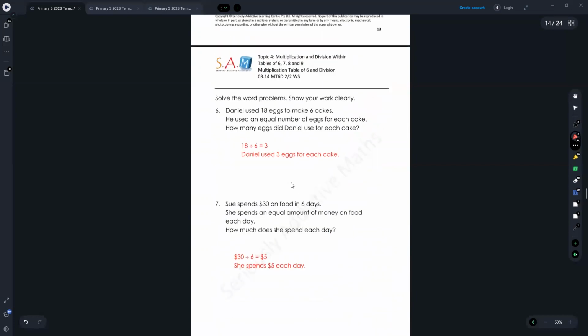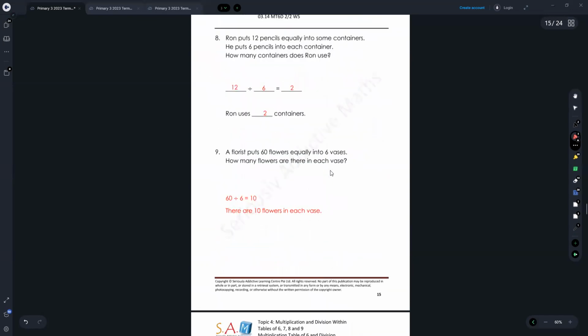Then do 1 question with them. Question 6, just like we already explained. Now you ask them, is this a multiplication or division question? Most of them will say division because it's a division topic. But ask them why. Then they must say, I see it says here you use an equal number of eggs for each cake, and the question is, how many eggs does each cake use? This is important for them to identify.